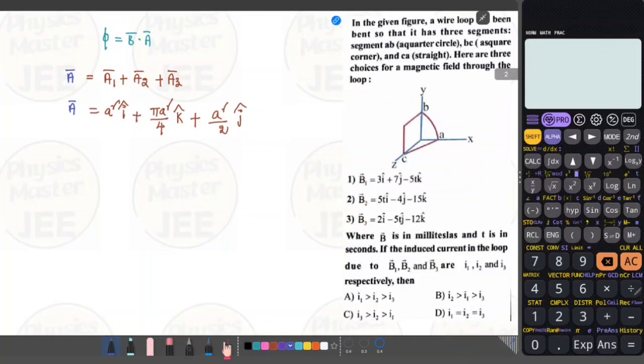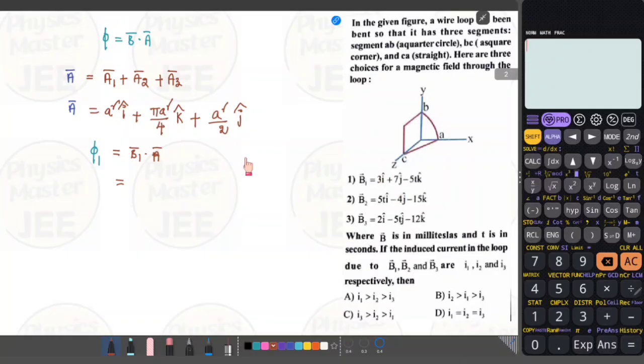So therefore you can also find flux 1, flux 2, flux 3 here. Therefore I can write this flux 1 is equal to B bar dot A bar, right? B bar dot A bar means B1 bar dot A bar, that is the flux 1, and that will be equal to what? So here 3 i cap plus 7 j cap minus 5t k cap. Here everything will be the same, right?